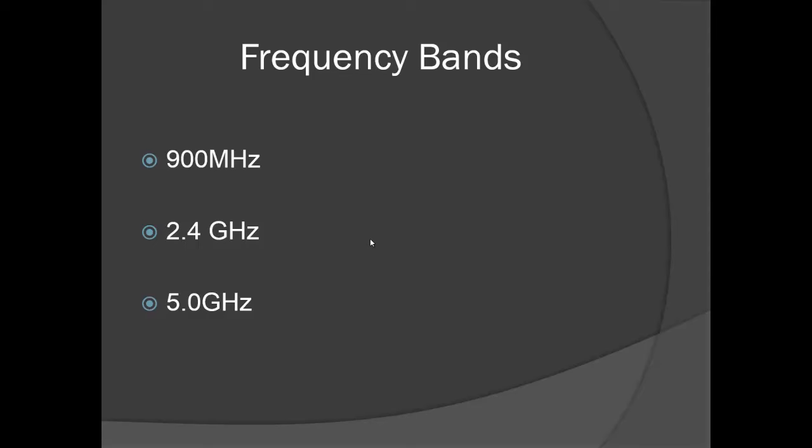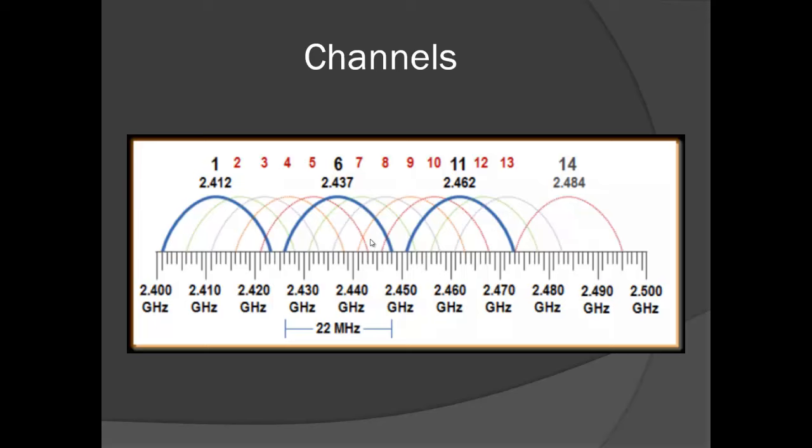All right, in the 2.4 range, in the United States, we only have 11 channels that we're allowed to use. Now, in the UK and some other places, they're allowed to use all 14 channels, but in the United States, they only let us use the first 11 channels. So when you set up a wireless access point here in the US, you'll only see 11 channels show up. Of those 11 channels, only 3 do not overlap. And the reason they overlap is because there's a 22 megahertz spread on each channel.